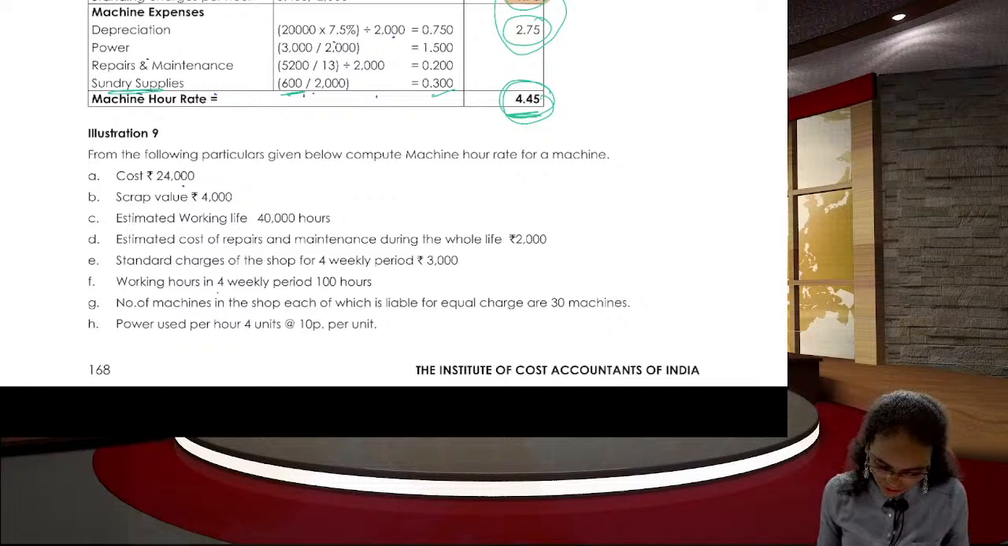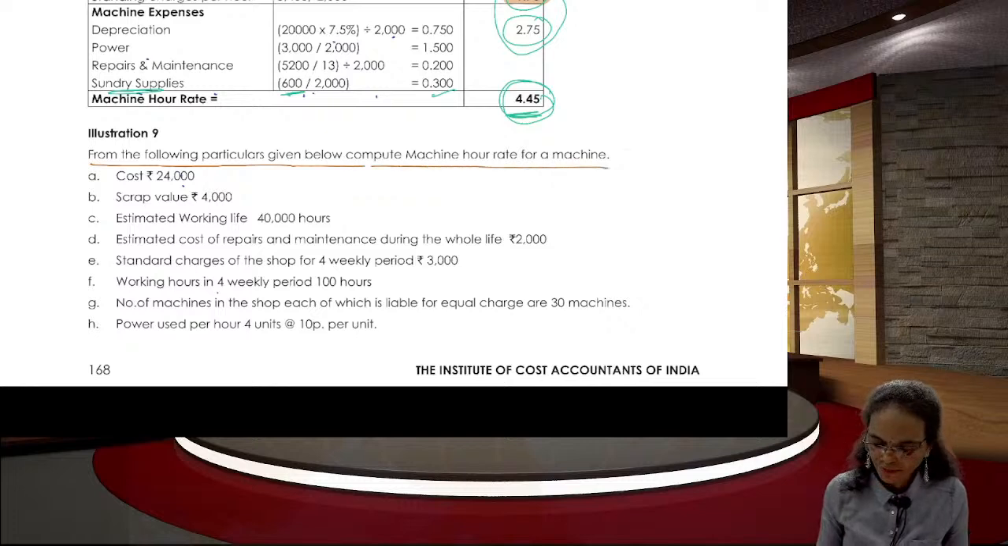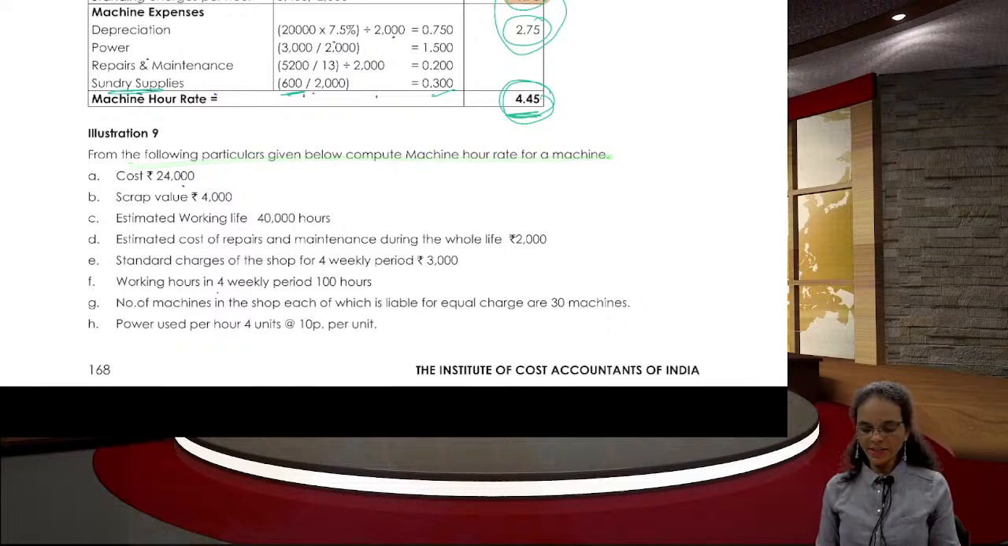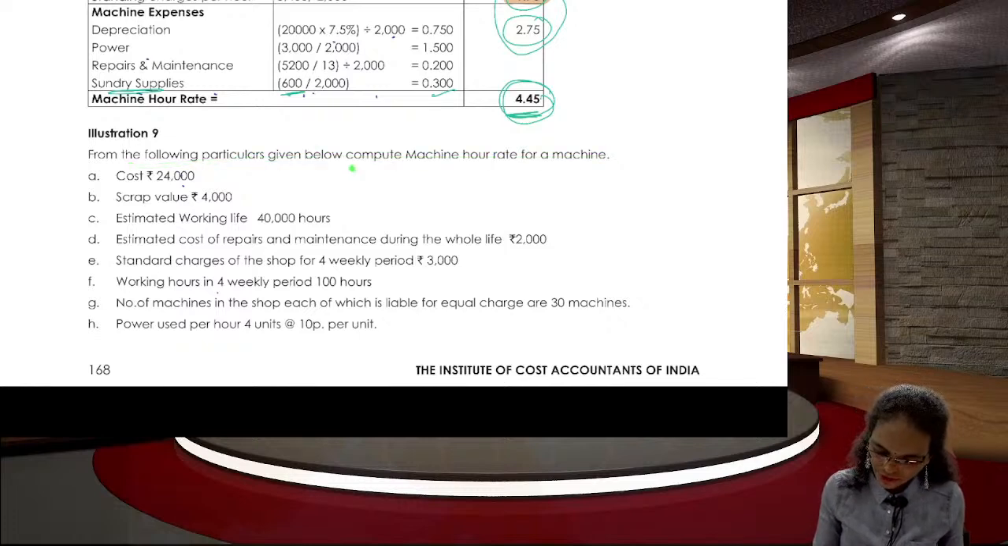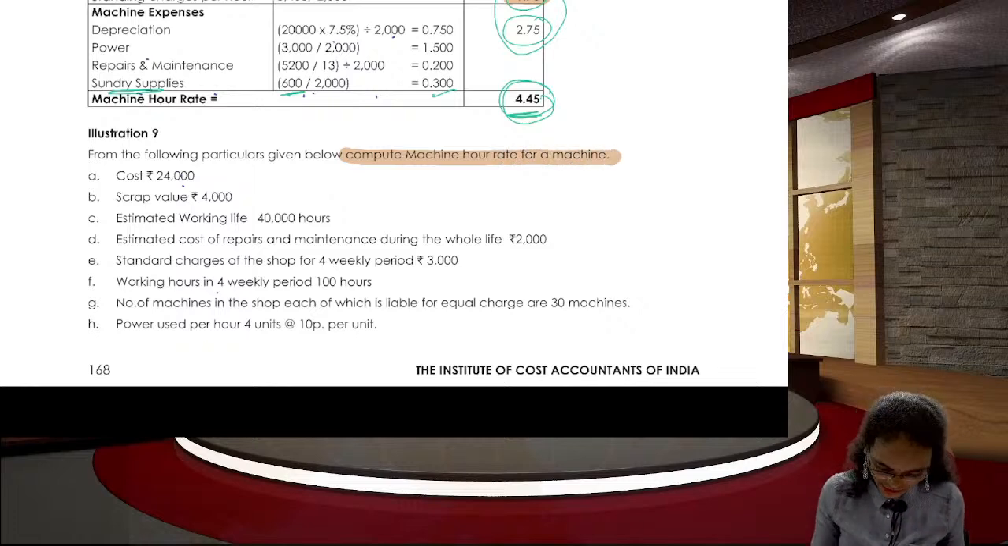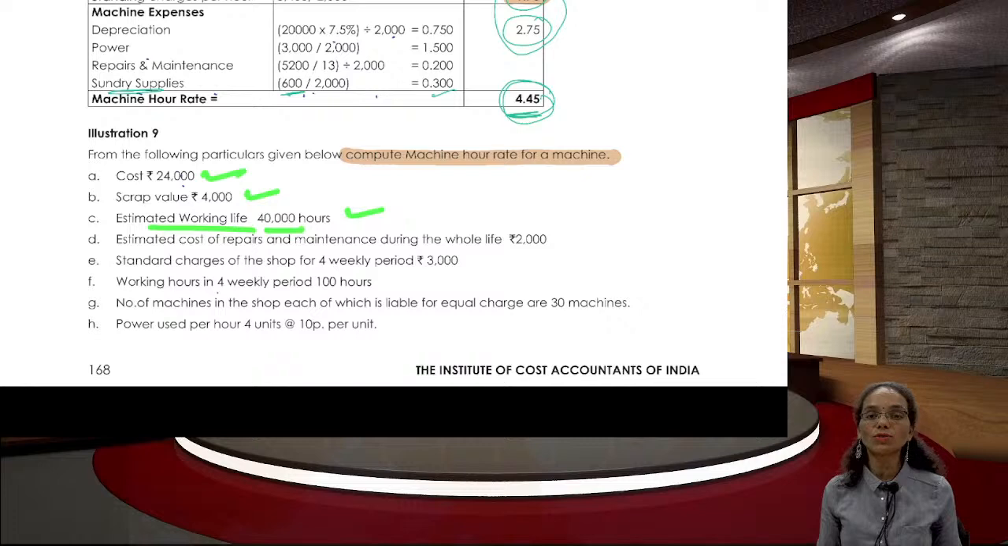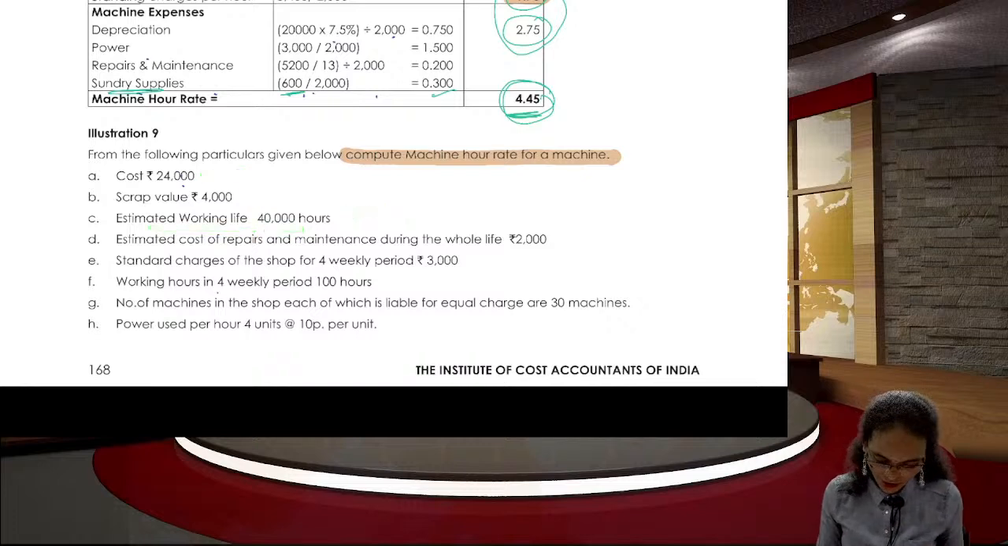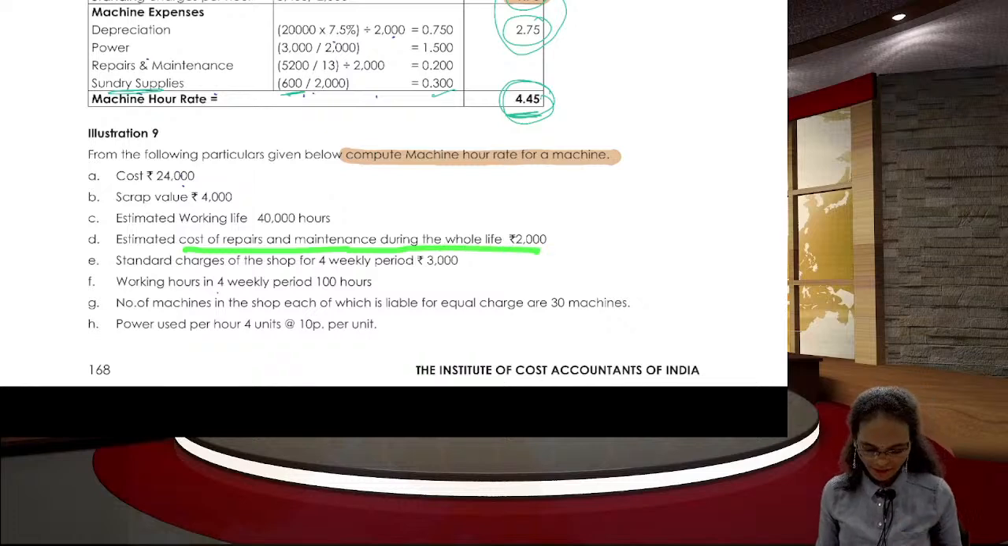Right, next problem. From the following particulars given below, compute the machine hour rate per machine. Machine hour rate per machine is being asked. See, this is the question. Cost is given, scrap value is given, estimated working life is given, 40,000 hours. Estimated cost of the repairs and maintenance during the year is given.